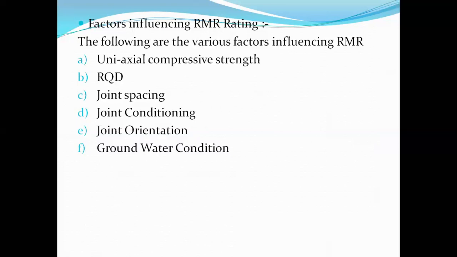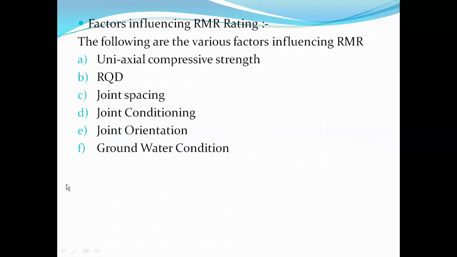Now, what are the factors that influence the RMR? The first one is uniaxial compressive strength. The second parameter is RQD, rock quality designation. The third parameter is joint spacing. The fourth one is joint condition. The fifth one is joint orientation. The sixth one is groundwater condition.